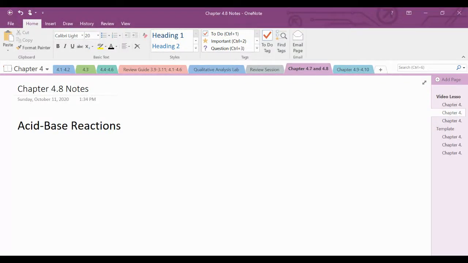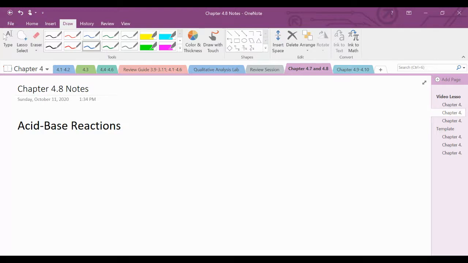Today we're going to look at chapter 4.8, acid-base reactions. I have some notes to go over and then I have some example problems to do. You should take notes and then you'll have a worksheet to complete with problems.